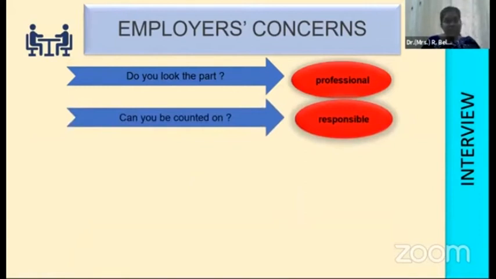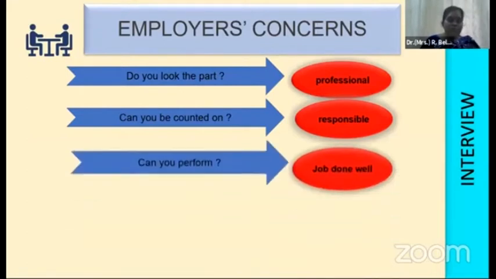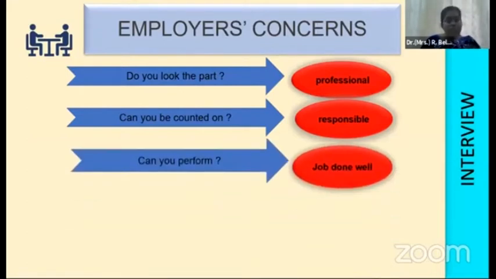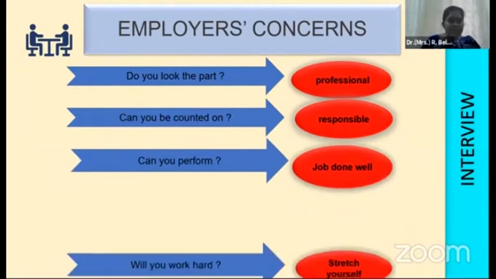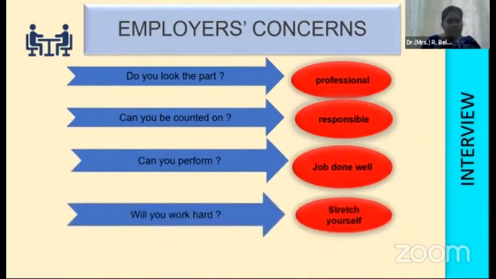Can you be counted on? Responsible. How will they ask? In the resume you would have mentioned that I was a leader for such and such program. Then they will ask you, what issues did you face? So when they ask questions, they'll be probing and finding out whether you are responsible or not. Can you perform? Did you do the job well? What are the challenges you faced when you were a leader? Will you work hard is another concern.